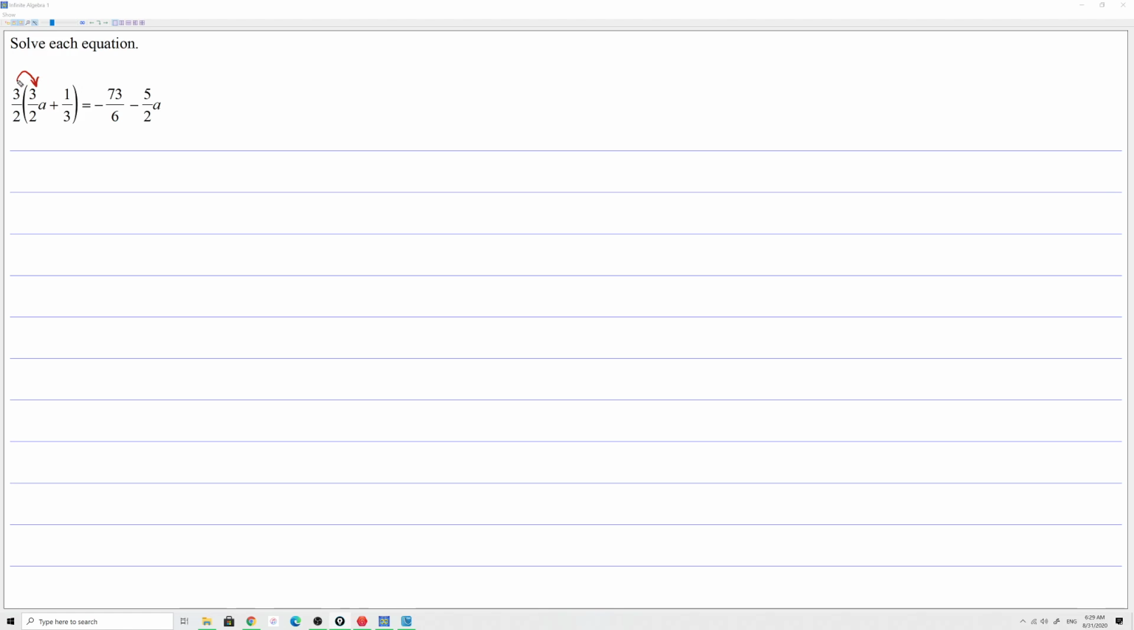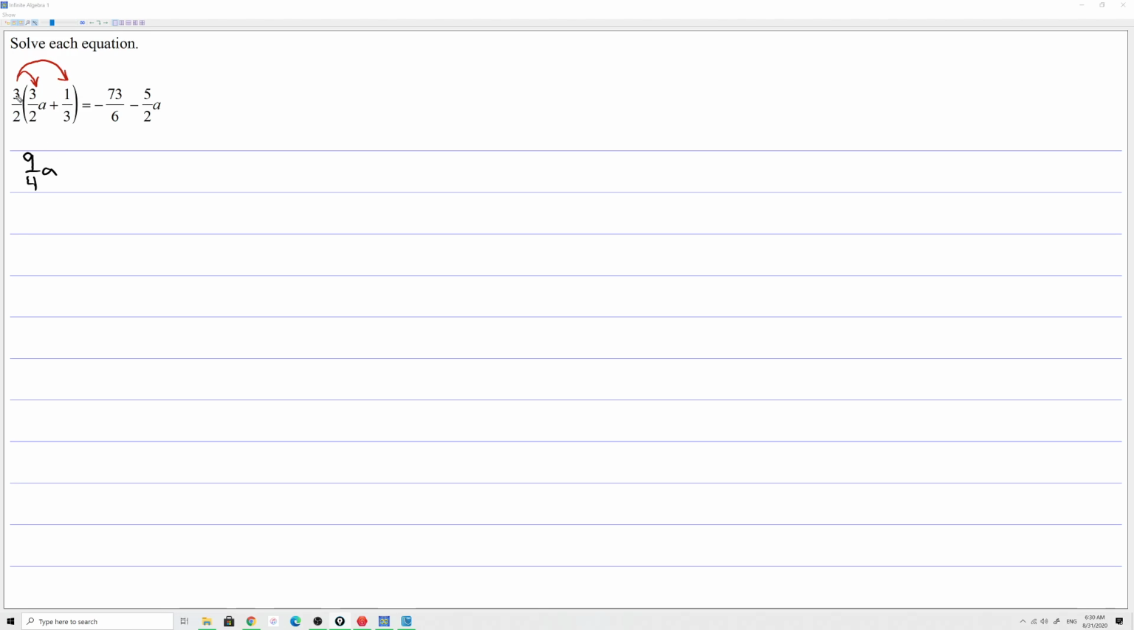So, for me, my first step when solving this problem is going to be to use the distributive property. Now, this is not completely necessary. Like I mentioned, it's just what I'm going to do for this particular problem. So when we use the distributive property, 3 times 3 is 9, 2 times 2 is 4, so we have 9 over 4a.